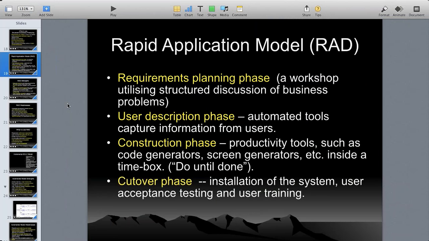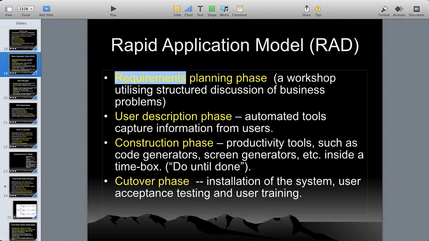Of course, we can have meetings, but no major changes. We can have small minor changes, but not major changes which affect the budget and time. Right. So next, user description phase. Automated tools capture information from users. Same, the analysis phase only. The requirement phase and user description phase both come under the analysis phase.